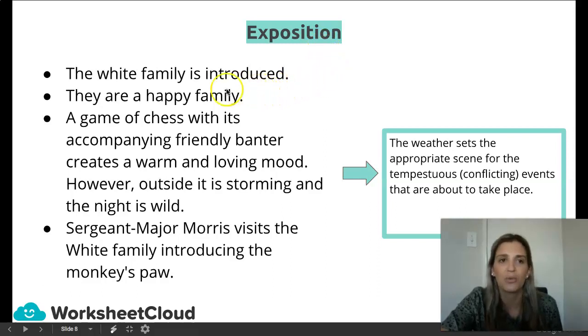So in the introduction, we are introduced to the White family. They are a happy family. A game of chess with its accompanying friendly banter creates this warm and loving mood. However, outside it is storming and the night is wild. And I've got a little box here because it's quite important that you take note when you're reading elements like that. It could be a bad omen, and they usually use weather to show that something bad is going to happen. So here I've got: the weather sets the appropriate scene for the tempestuous, conflicting events that are about to take place. So we learn about Sergeant Major Morris, who visits the White family, and he introduces this monkey's paw.